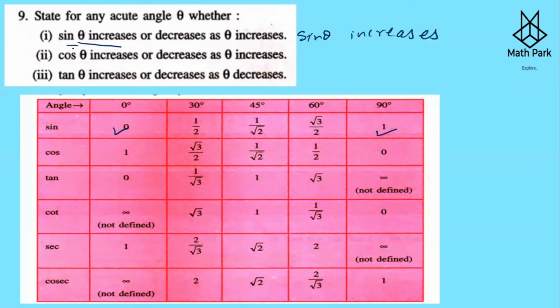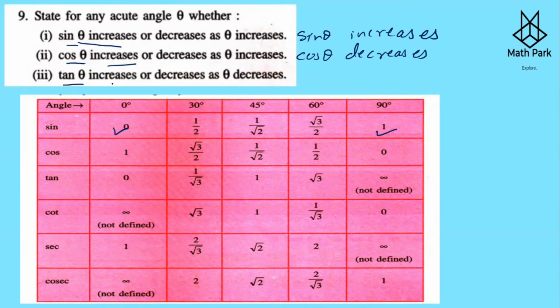What is happening with the cos? As theta is increasing, the value of cos 0 is 1 and the value of cos 90 is 0. So if theta is increasing, cos theta is decreasing. If theta increases, cos theta decreases. Can you see that? When it is 0, it is 1. When it is 90, it becomes 0. So as theta is increasing, cos theta is decreasing.